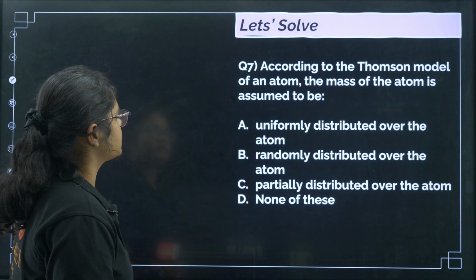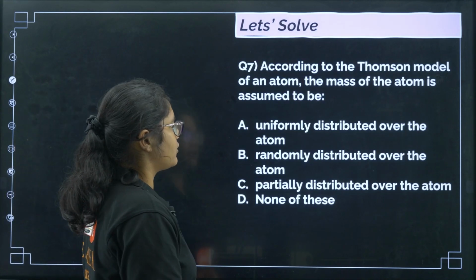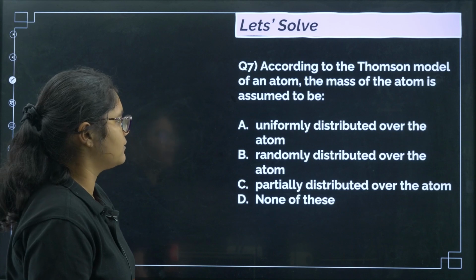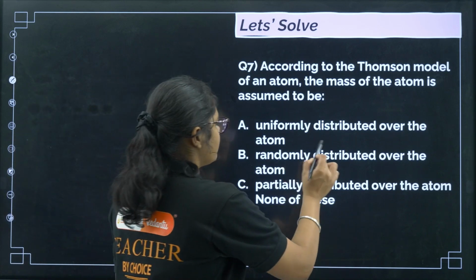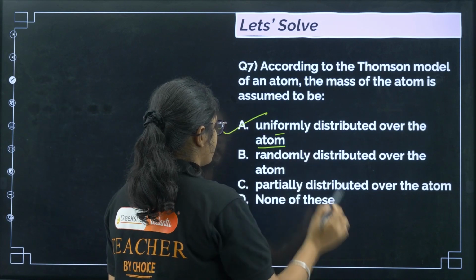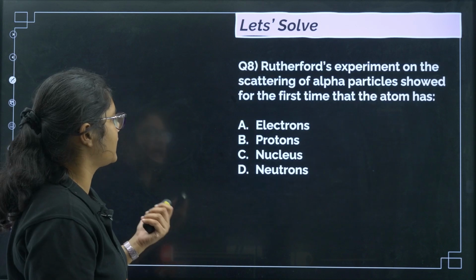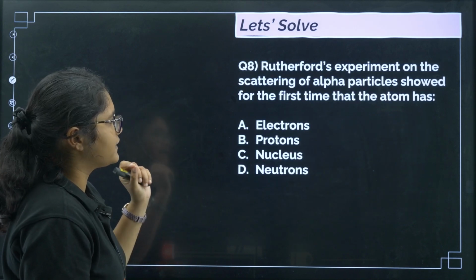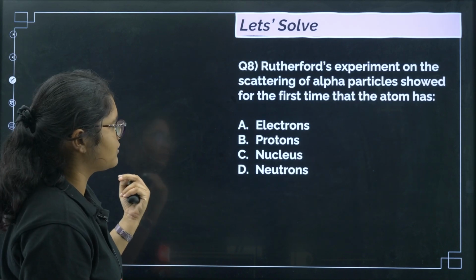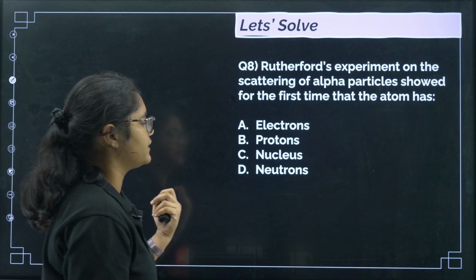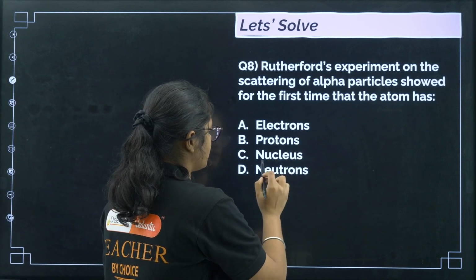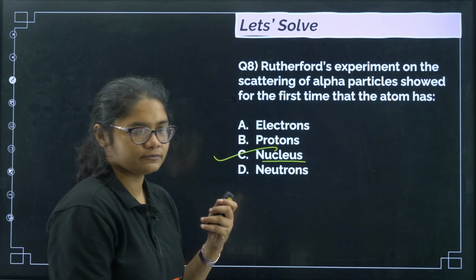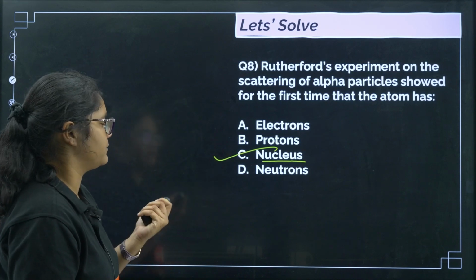Okay, next, question number 7. According to the Thomson model of an atom, the mass of an atom is assumed to be uniformly distributed over the atom. Okay, option number A. Next we have question number 8. The Rutherford experiment on the scattering of alpha particles showed for the first time that the atom has electrons, protons, nucleus. Okay, the nucleus was discovered with the Rutherford experiment.